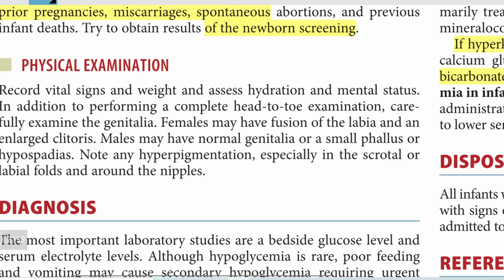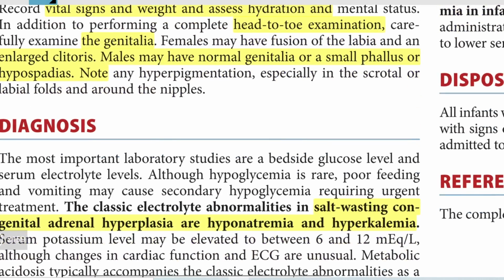After that, it's the physical examination. After history, we record vital signs and weight and assess hydration and mental status. A complete head-to-toe examination should be done, and we should carefully examine the genitalia, mainly in females, because there will be clitoromegaly. Males will have normal genitalia, a small phallus, or hypospadias. We have to note any hyperpigmentation.